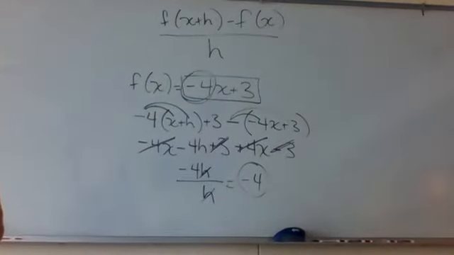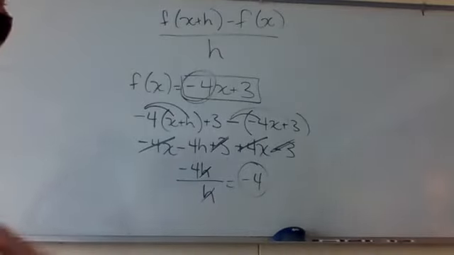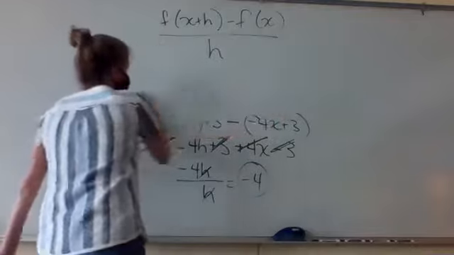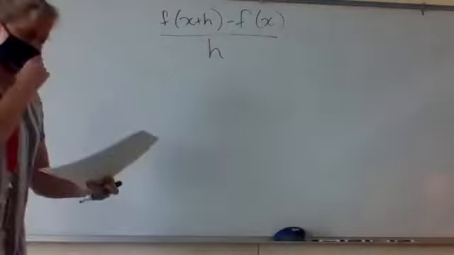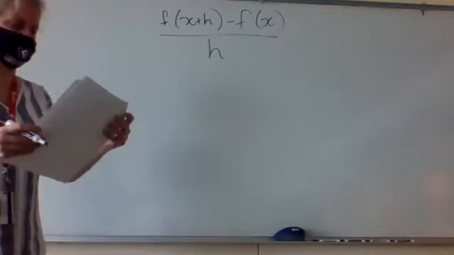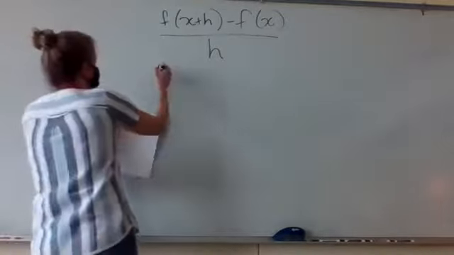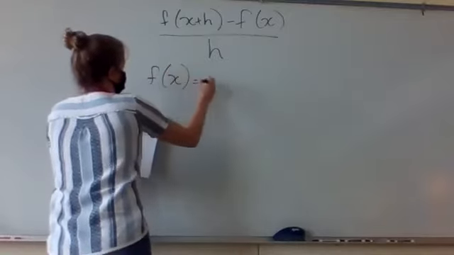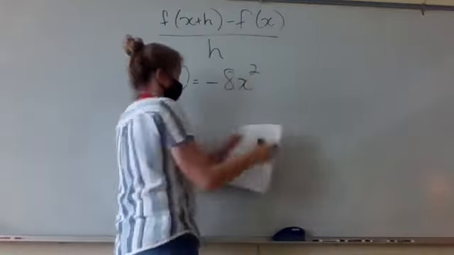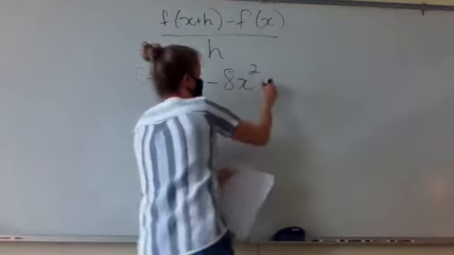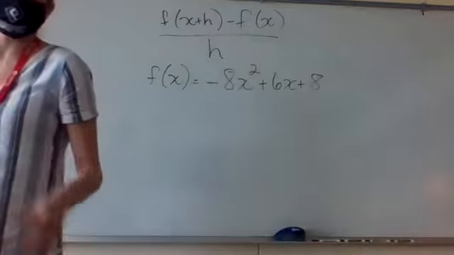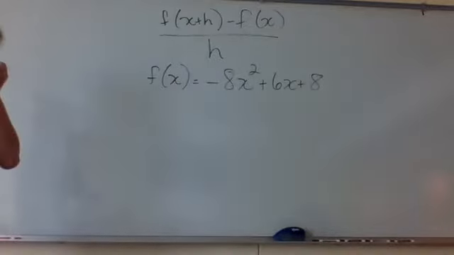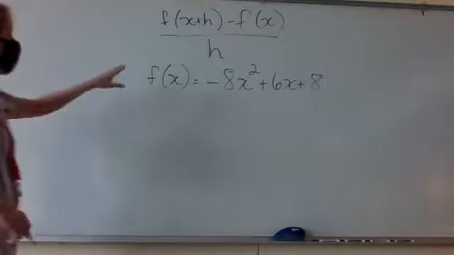Last one. Now, that one was just practice for this one. This function is f of x equals -8x squared plus 6x plus 8. This one, you can't tell what the answer is going to be just by looking at it. So, I follow the same rules.